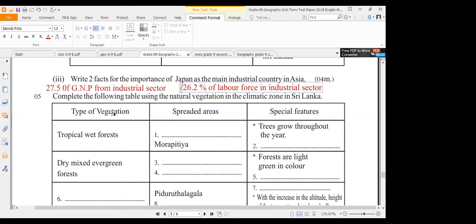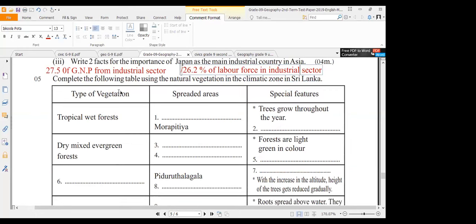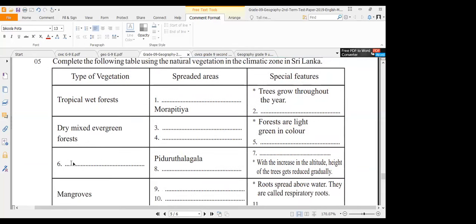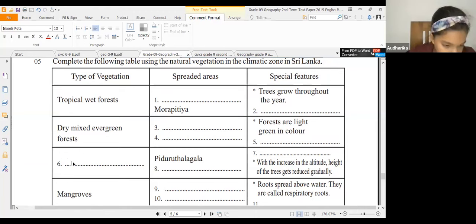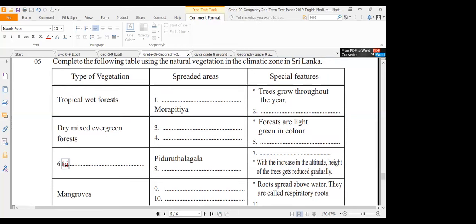Right. Type of vegetation. Tropical wet forest, dry mix evergreen forest. Right. Number 6. What is the type? Hill country wet zone forest. Hill country wet zone, yes. I will fill the paper. Hill country wet zone. Wet zone forest.